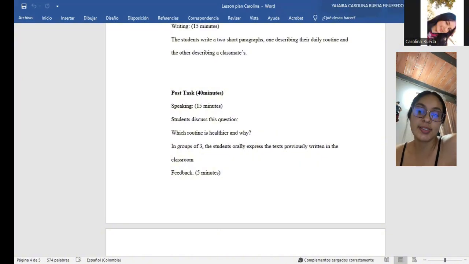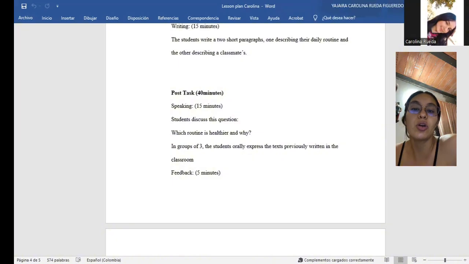4. Post-task speaking and reflection. After that, students work in groups of 3 people. They read their paragraph aloud and answer the question, which routine is healthier and why? This promotes communication and critical thinking.